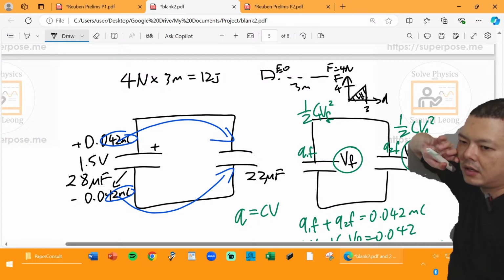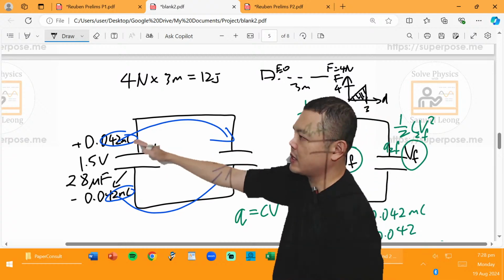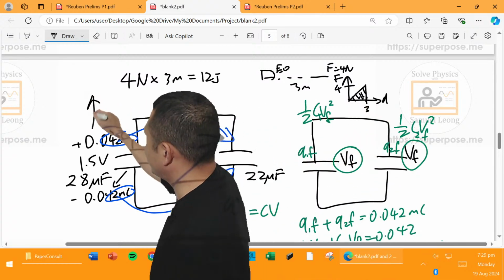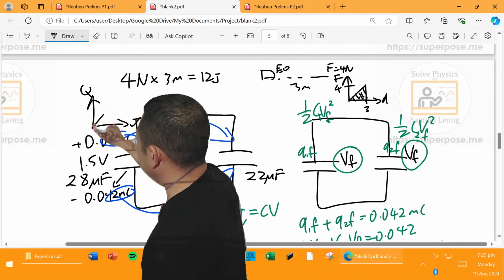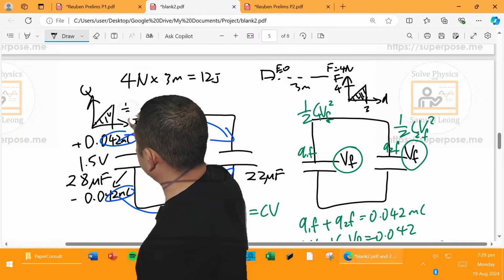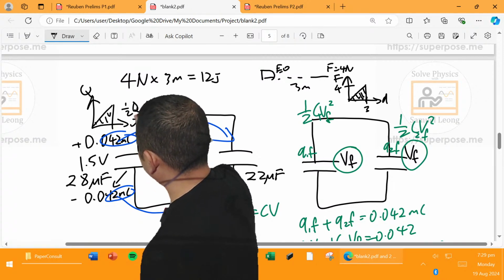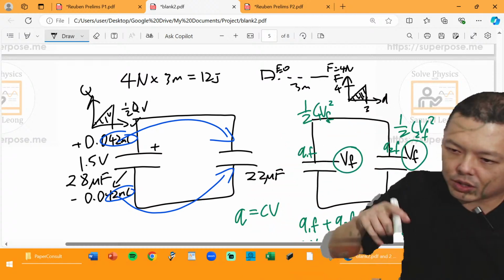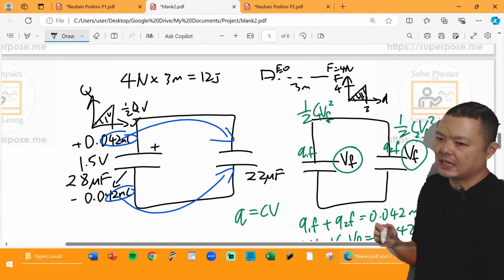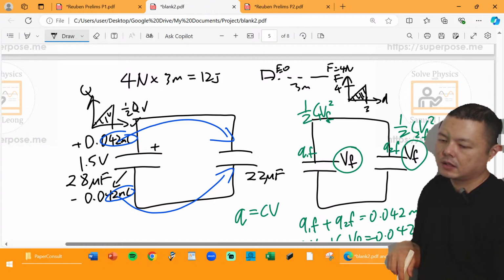Oh, so in the half CV squared, there's no energy loss? Yeah, so the half CV squared is to help you. Actually, the equation is QV, right? Then the area under the graph is actually half QV. Then you substitute the Q with CV, that's why it becomes half CV squared. Okay, next one.